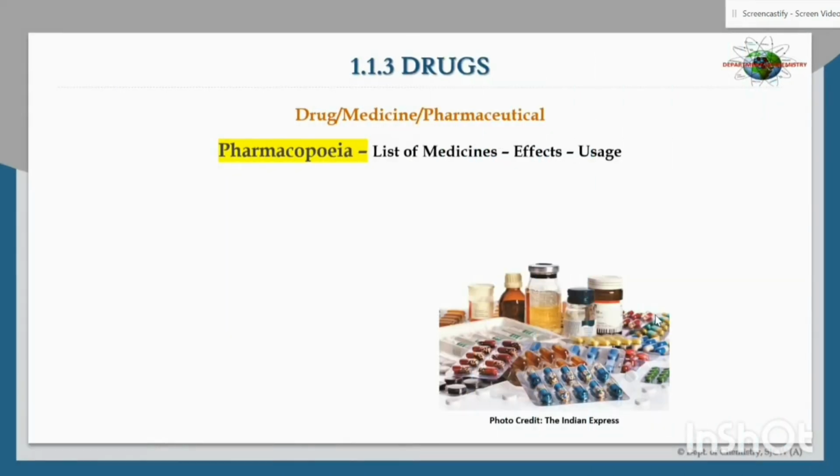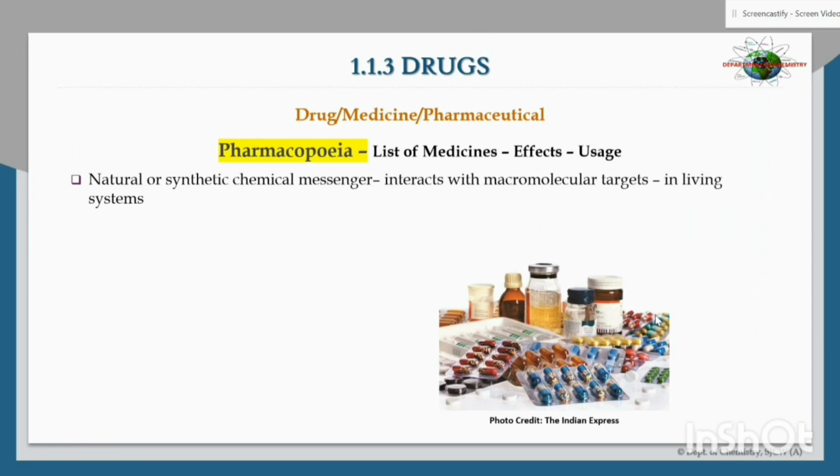What is pharmacopoeia? Pharmacopoeia is an official list of recognized medicines. It also includes the effects as well as usage directions for the medicines that are listed under pharmacopoeia.